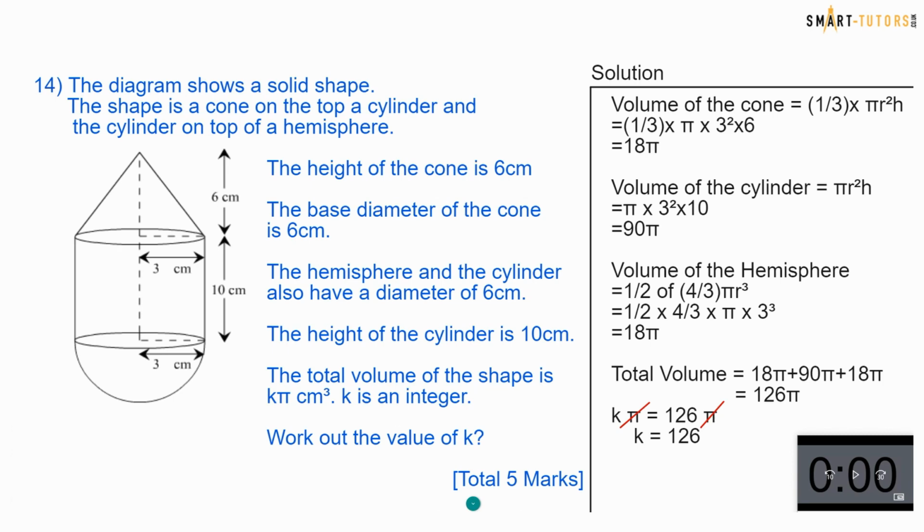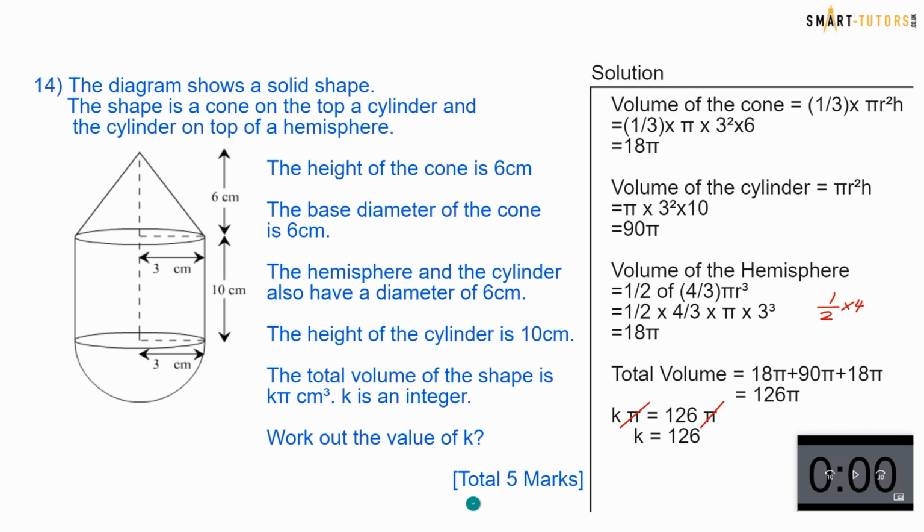Volume of the hemisphere is half of 4/3 pi r cubed. Half times 4 over 3 times pi times 3 cubed. So 3 cubed is 27, divided by 3 is 9. Half is going to be divided into the 4, which is 2. So 9 times 2 is 18 pi. So let me check it out again. Let me write this one. So half is here.